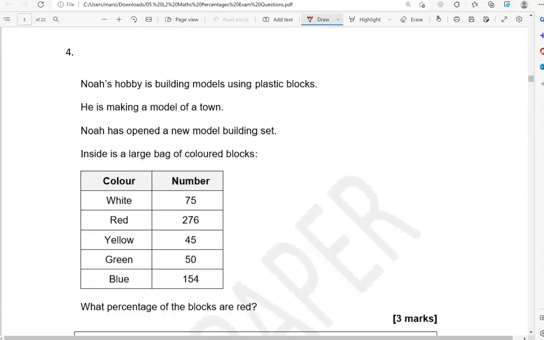Noah's hobby is building models using plastic blocks. He is making a model of a town. Noah has opened a new model building set. Inside is a large bag of colored blocks. What percentage of the blocks are red?